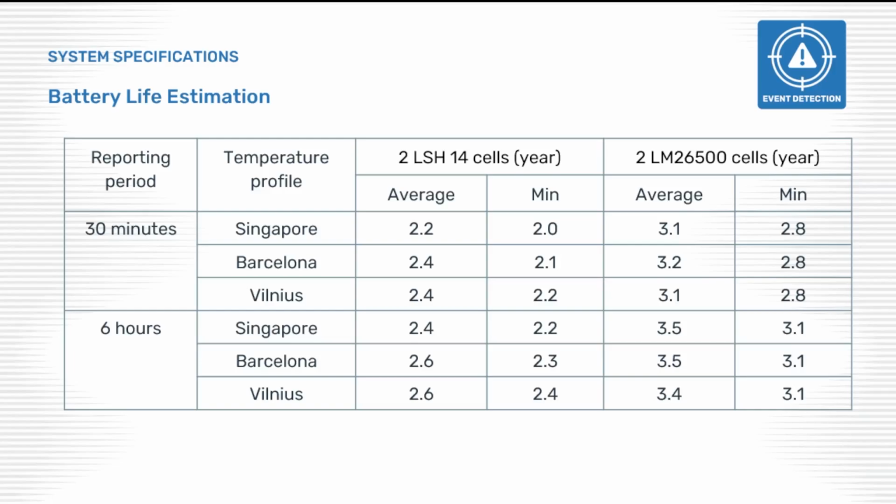But when we're looking at a reporting period in normal state of 30 minutes or 6 hours, we're still looking at about 2 to 2.5 years of that sensor working with its batteries just chugging along before you need to go give it a swap. So really an amazing time of life for a wireless sensor and wireless data logger to be out in the field and working on one set of batteries.